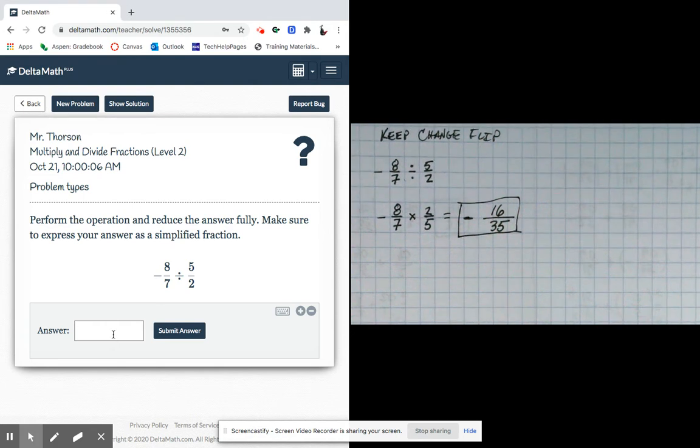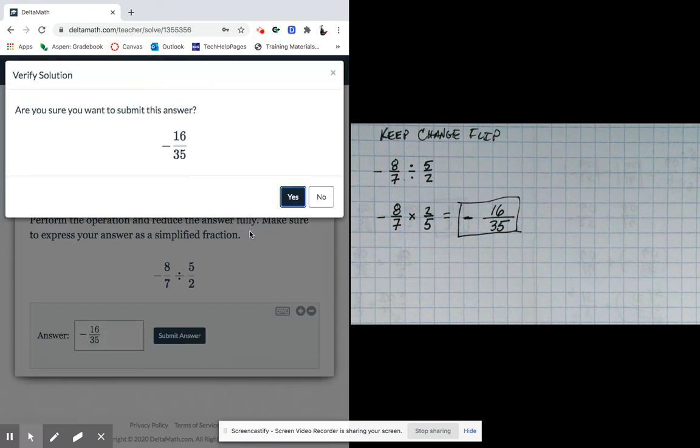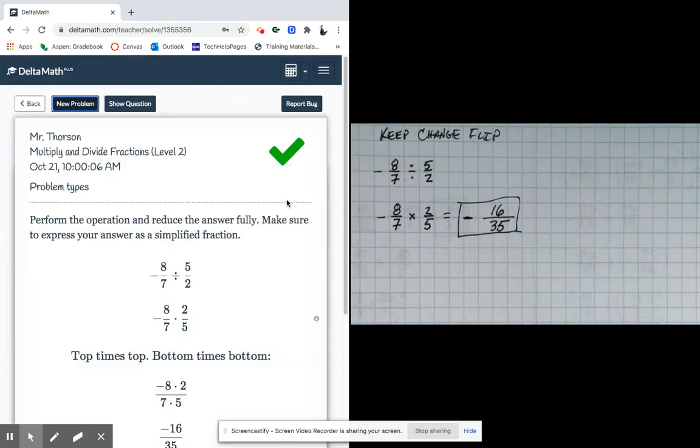So let's go over here and type our answer in. We've got negative 16/35. And let's submit our answer and see how we did. Is that what you want? Yes, it is. Yeah, we did it. All right, let's do another example.